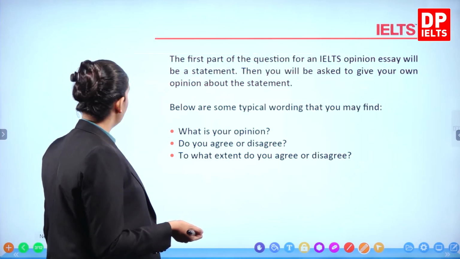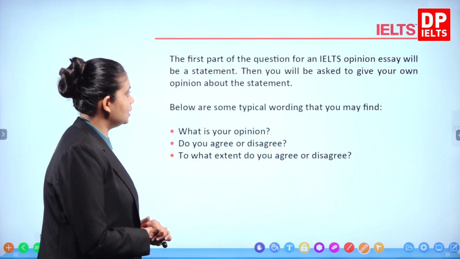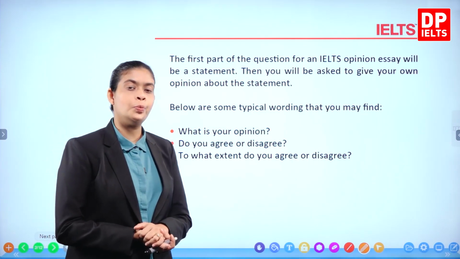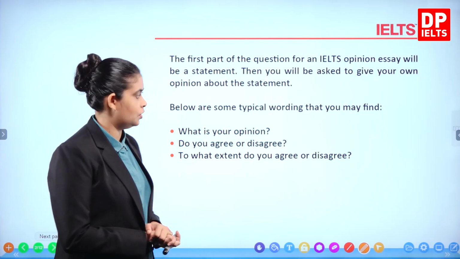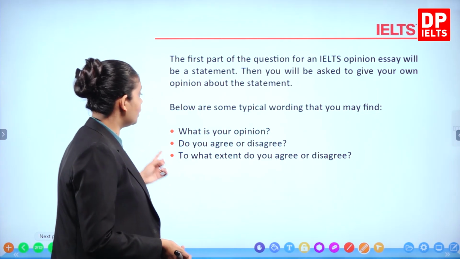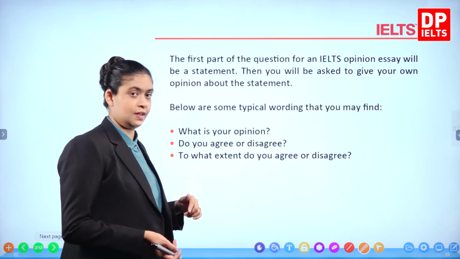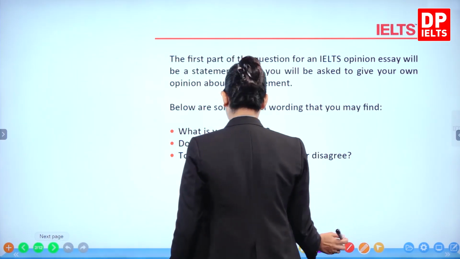Now, having a look at these types of essays, they will ask you to give your own opinion about a certain essay question. So they could ask you, what is your opinion? Do you agree or disagree? To what extent do you agree or disagree?